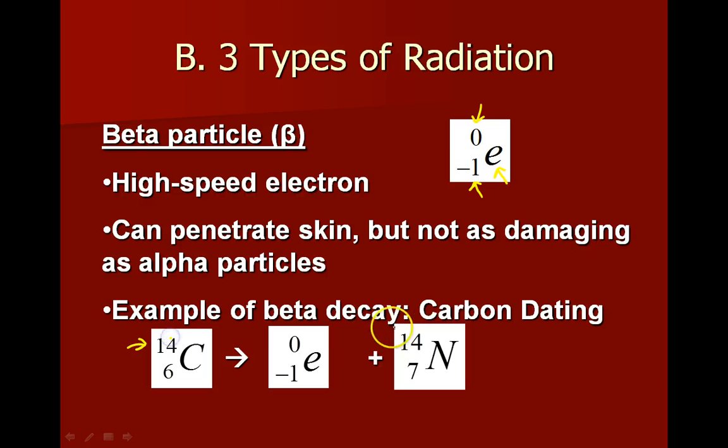So notice that the mass number does not change because a beta particle doesn't weigh anything. It doesn't have any protons or neutrons in it. But it does change the number of protons because you have 6 protons before. This is basically a neutron turning into a proton and an electron. So this is -1, and so this has to become 7 because 7 plus -1 is 6.